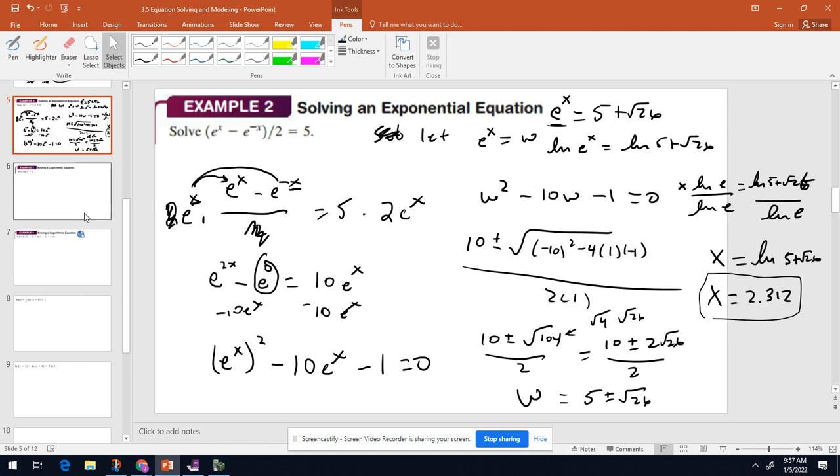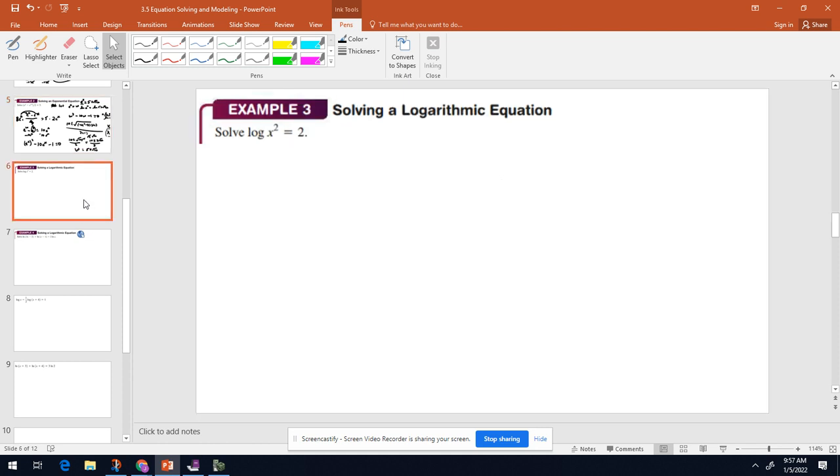Okay, so now we're going to look at logarithmic problems. I think logarithmic problems are really simple to solve. Basically, rewrite it as an exponent and then solve it. You just have to make sure you go back and check your answer here. So again, what's the base here? 10 to the second power, right? Base of 10 to the second power equals x squared.